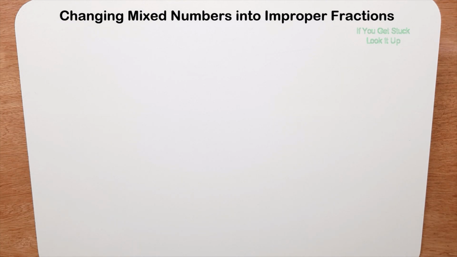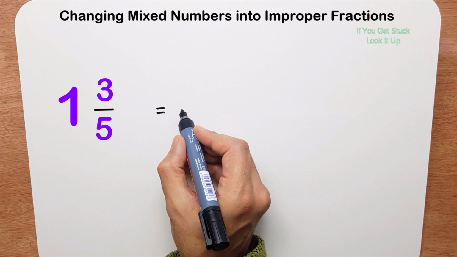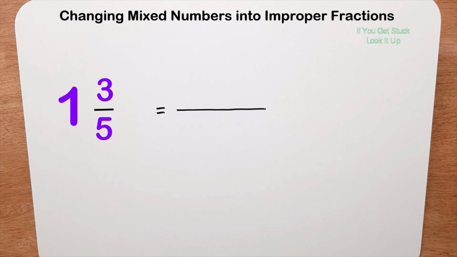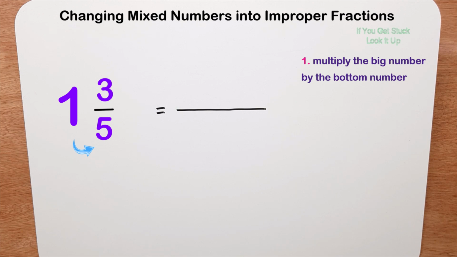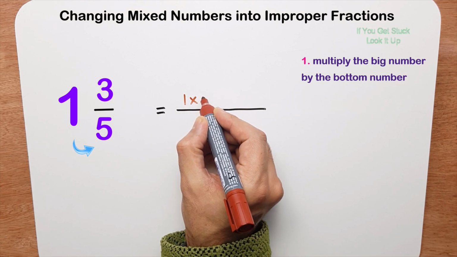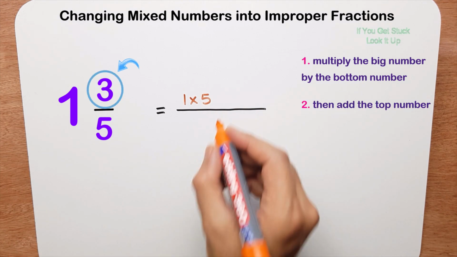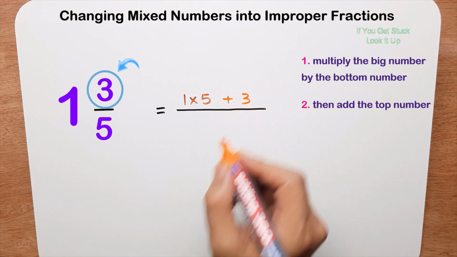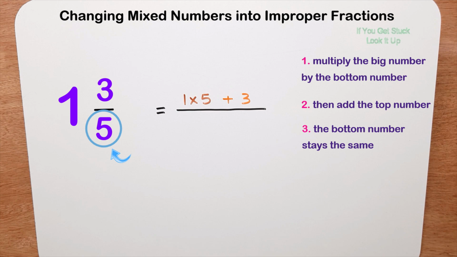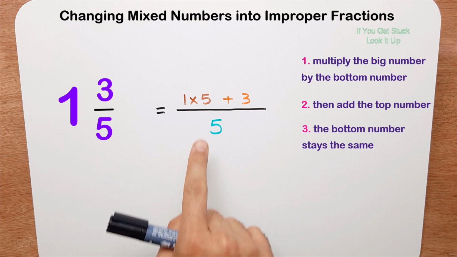Now we'll look at another example, 1 3/5. What we do is we draw the fraction line. Our first step is to do the big number times the bottom number. So that's step 1, and we write that here, 1 times 5. Step 2 is to add the top number, plus 3. Step 3 is to keep the denominators the same, so the 5 goes at the bottom. Now we simplify the top bit.